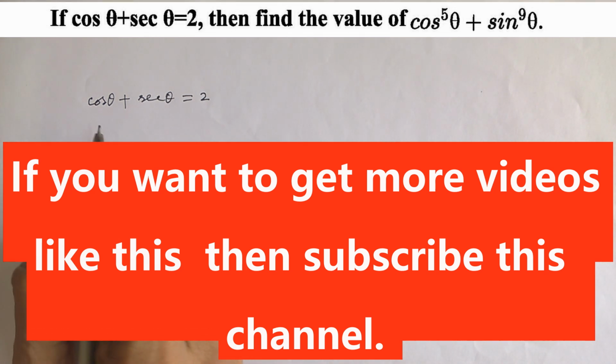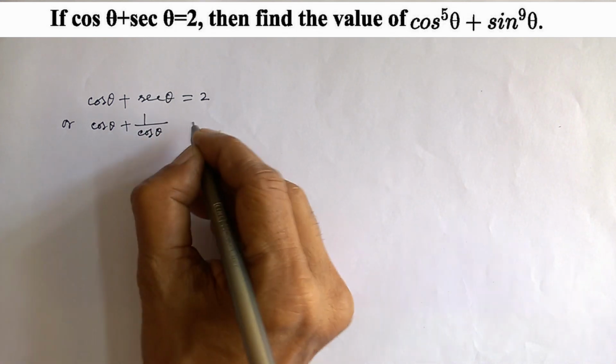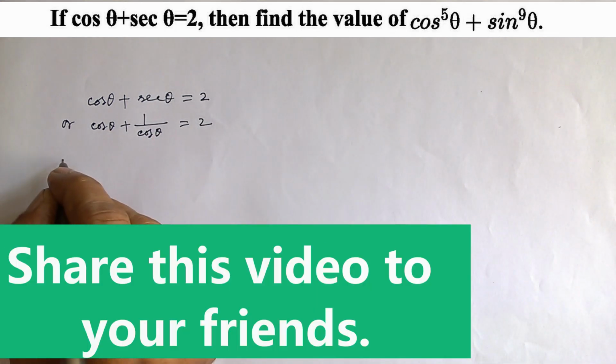So, make this equation in terms of one ratio. That is, either convert cos theta in terms of sec or sec theta in terms of cos. Better to convert sec theta in terms of cos. So write cos theta plus sec theta, that is 1 by cos theta, equal to 2.